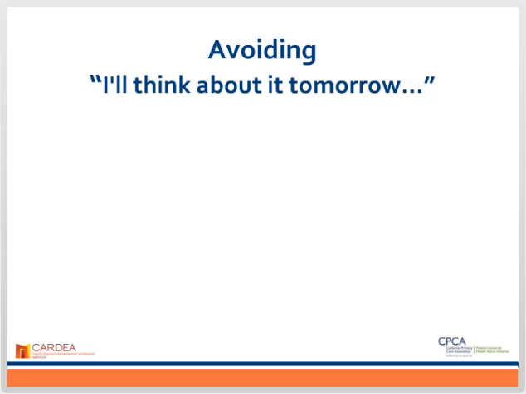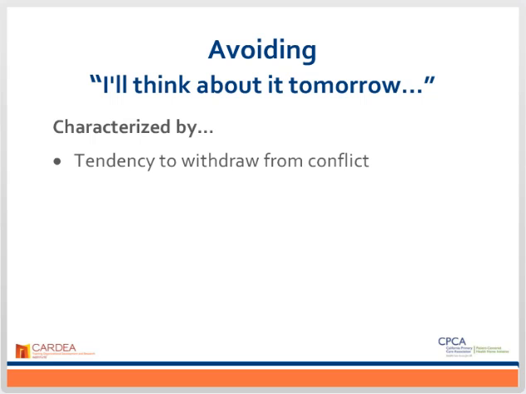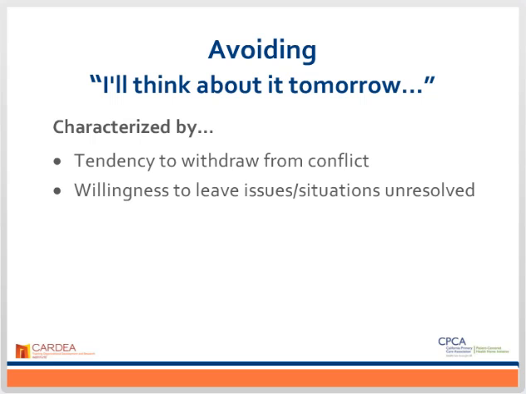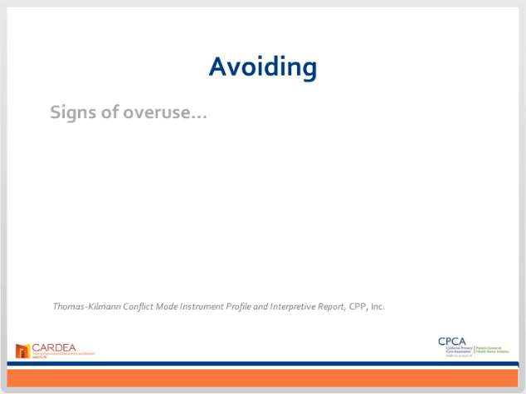We can think about avoiding as, I'll think about it tomorrow. Avoiding is characterized by a tendency to withdraw from conflict and a willingness to leave issues or situations unresolved. If you answer yes to these questions, you may tend to overuse avoiding as a method of dealing with conflict.